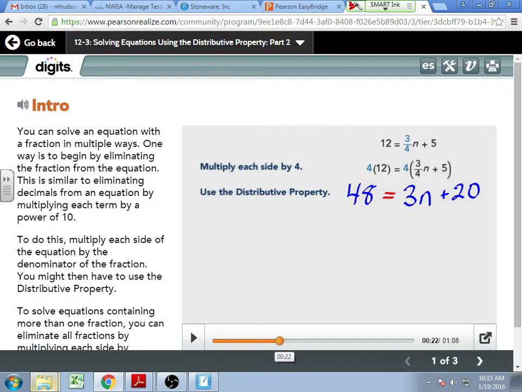Now, what could I do? Nate? Subtract 20 from both sides. I get that 28 is equal to 3n. And then, Shahib, divide everything by 3. And n will equal, what'd you get, Shahib? 9.32. Yeah, so we're really just going to say 9 and 1/3.